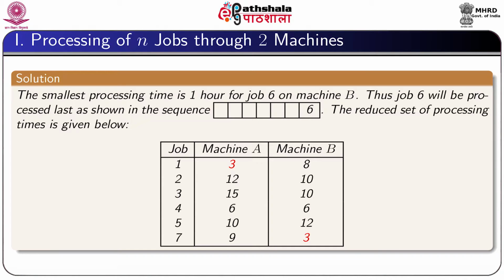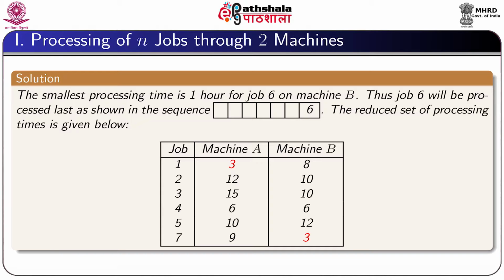The smallest processing time, as can be seen from this table, is 1, which corresponds to job 6 on machine B. Therefore, job 6 should be placed at the end of the sequence. Then the reduced set of processing times is shown in this table.